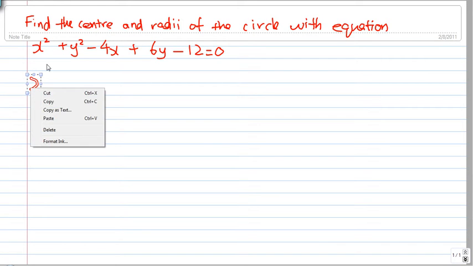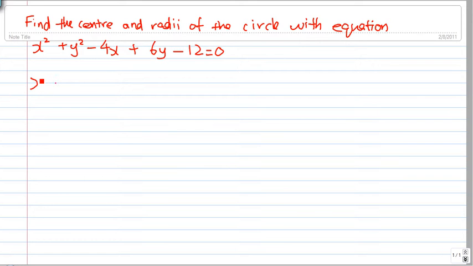Okay, let's lump the similar terms together. x squared minus 4x plus y squared plus 6y minus 12 equals 0. So first I lump the x terms together. Next I lump the y terms together. Alright, so let's perform completing the square for these two sets of terms separately.